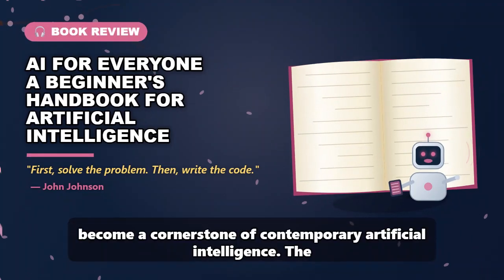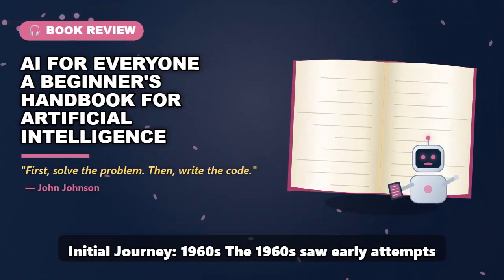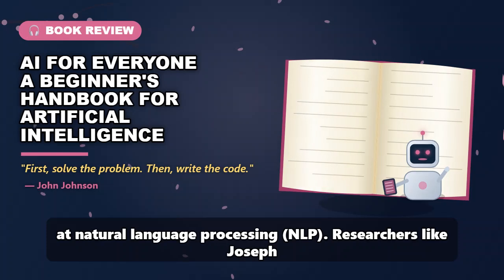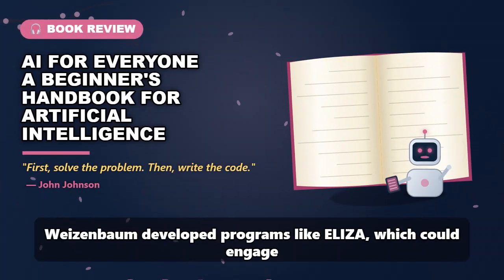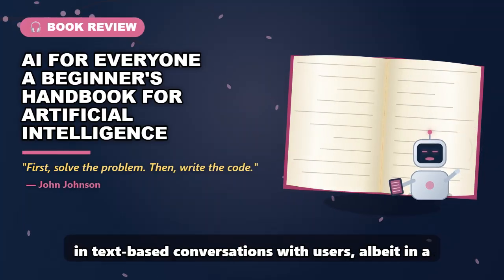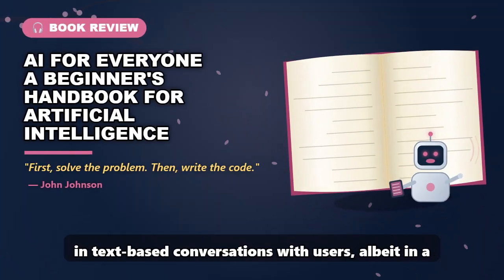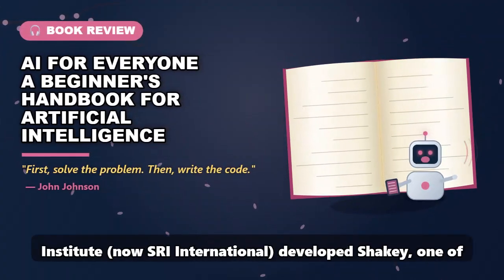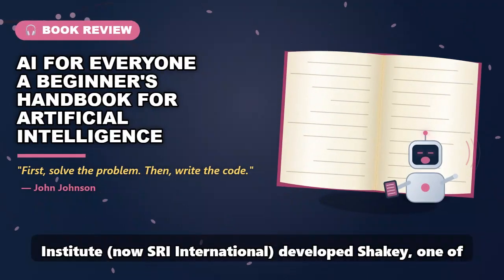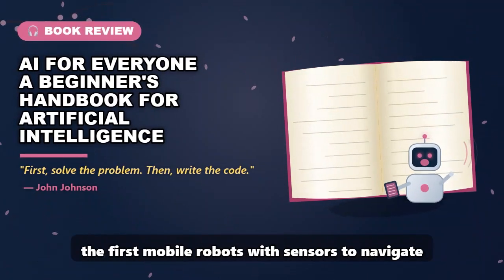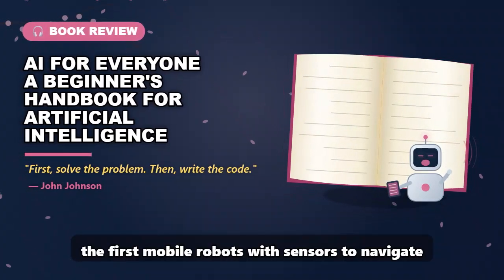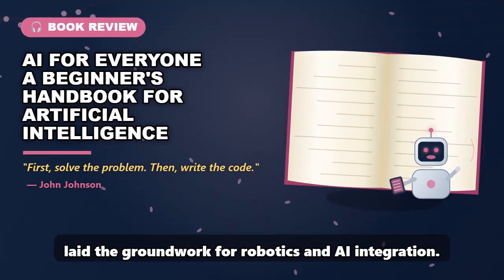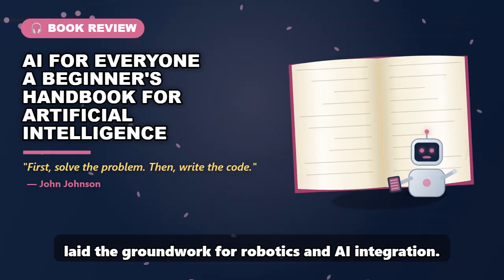The initial journey, 1960s. The 1960s saw early attempts at natural language processing, NLP. Researchers like Joseph Weizenbaum developed programs like ELIZA, which could engage in text-based conversations with users, albeit in a limited way. In the late 1960s, Stanford Research Institute, now SRI International, developed Shakey, one of the first mobile robots with sensors to navigate its environment. While its capabilities were limited, it laid the groundwork for robotics and AI integration.